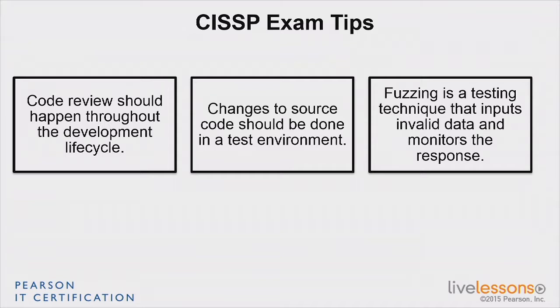So our 3 CISSP exam tips for this lesson. Code review should happen throughout the development lifecycle. Changes to source code should be done in a test environment. And fuzzing is a testing technique that inputs invalid data and monitors the response. We covered a lot in this unit, so feel free to go right back through it if you're not comfortable with all of these concepts.